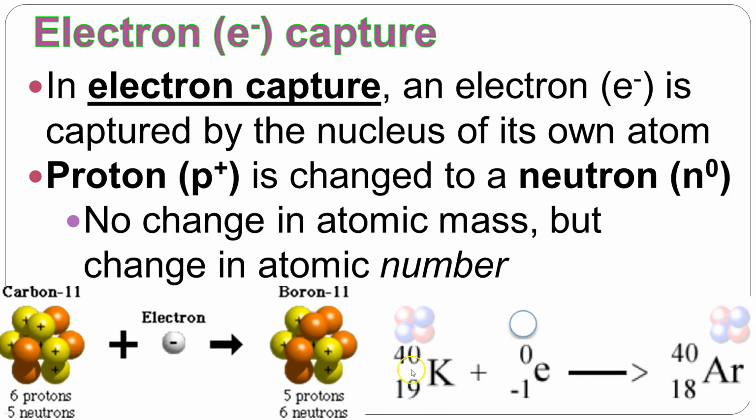Here I have potassium, so it's potassium-40, that's a total mass there. It's going to change into argon-40. No change in the total mass, but one of those electrons has been captured by the nucleus, and I went from 19 protons to 18 protons. So a different element has been created.